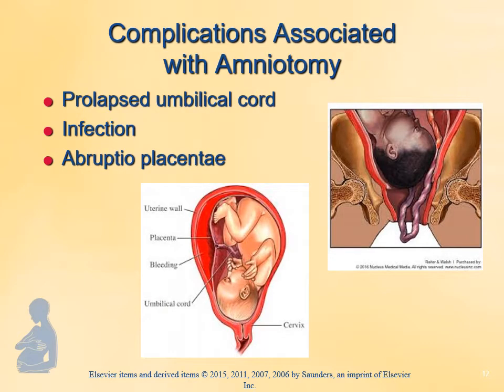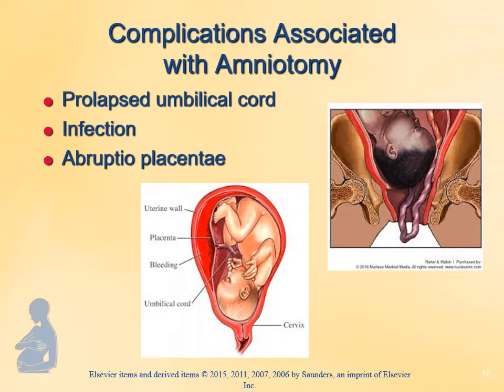Some complications that can be associated with amniotomy, in addition to infection like I mentioned before, include prolapsed umbilical cord, where that cord can fall in front of the presenting part. Then as that presenting part moves down through the pelvis and through the vaginal canal, it can put pressure on the umbilical cord, in effect completely kinking it off. And then there's no blood flow going into the baby. So that is an emergency and does require a cesarean delivery.